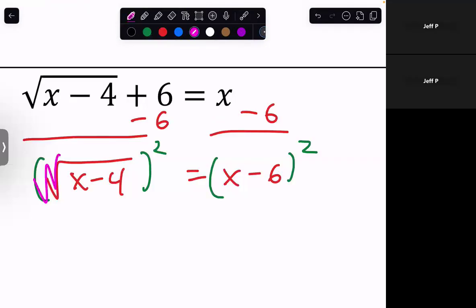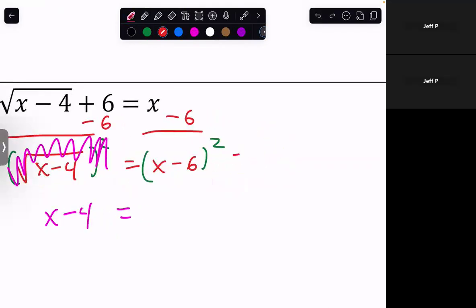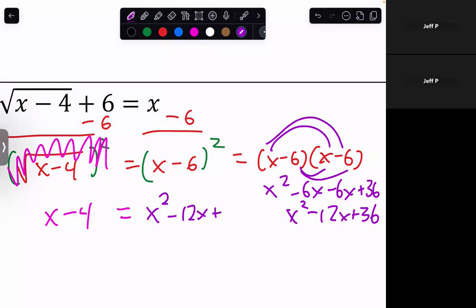On the left side, the radical and the squared cancel out, just leaving the x minus 4 behind. But the right side was not in a radical, so that means the exponent actually does something. Okay, so we know that x minus 6 parentheses squared means x minus 6 times the second x minus 6. Okay, so we would distribute this out. Okay, so we see the right side simplifies to x squared minus 12x plus 36.